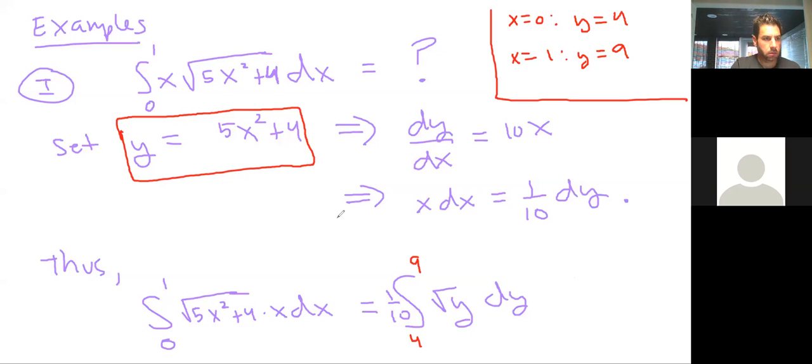So what are we going to compute? Well, this is 1/10. I like to rewrite this: integral from 4 to 9 of y to the 1/2 dy. So let's go to the next page. We'll write that guy down again. 1/10 integral 4 to 9 of y to the 1/2 dy.